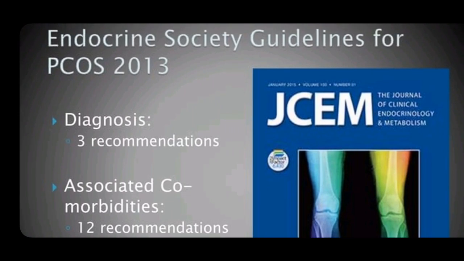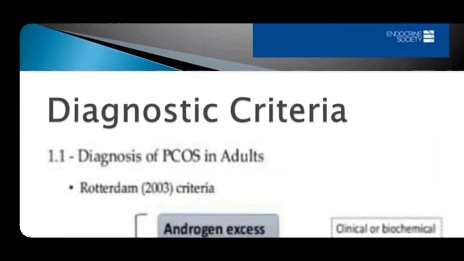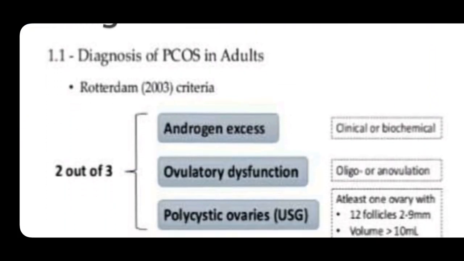Endocrine Society guideline diagnostic criteria, that is Rotterdam criteria, is the mostly used. It includes menstrual irregularity, androgen excess and cystic ovaries.